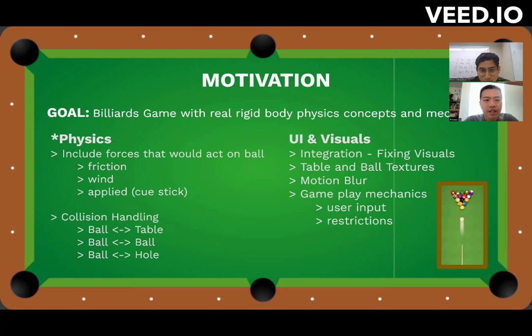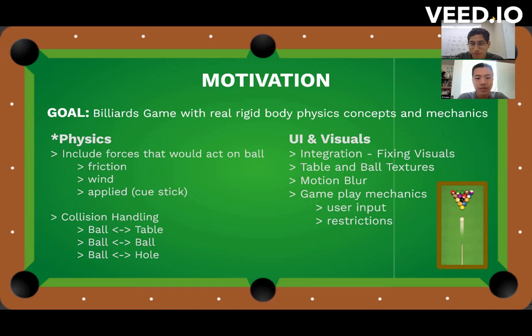The motivation of our project is to make a pool game with real rigid body physics concepts modeled in 2D. We used physics that involved friction, wind, and also the applied force between cue sticks and the balls. We handle collisions between the ball and the table, the ball and different balls, and also between the ball and the holes. In our UI and visual aspects, we implemented visual fixes to our integration. We handled textures on the balls and the tables. We implemented motion blur and also added all the gameplay mechanics that make a pool game work.